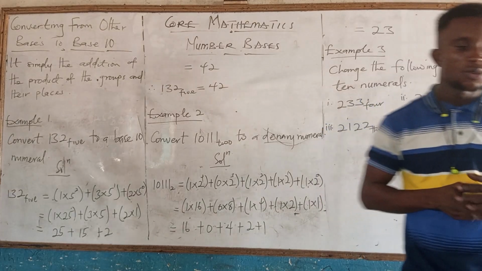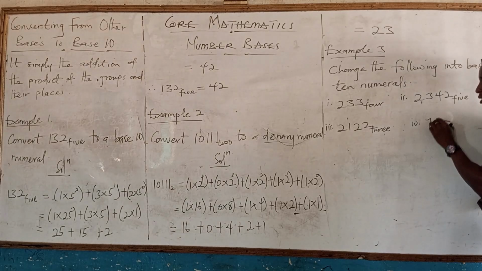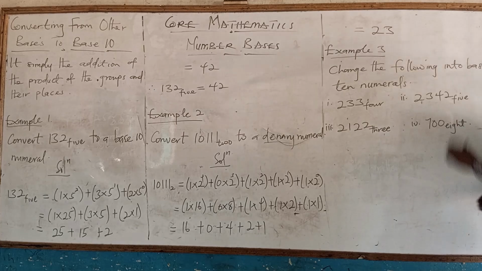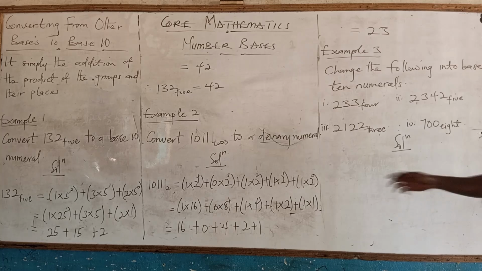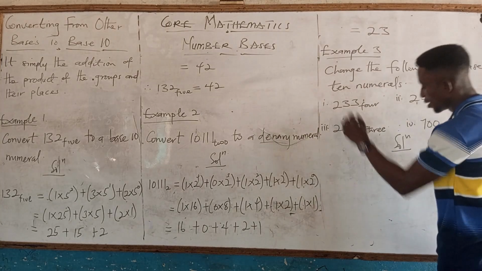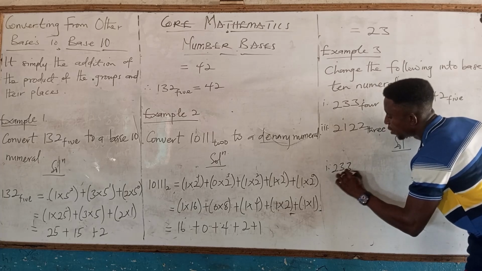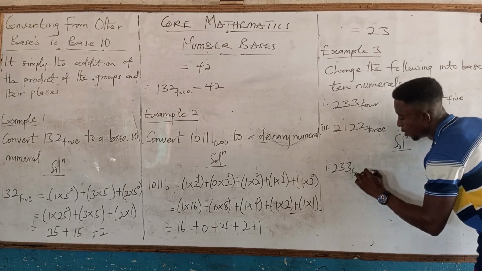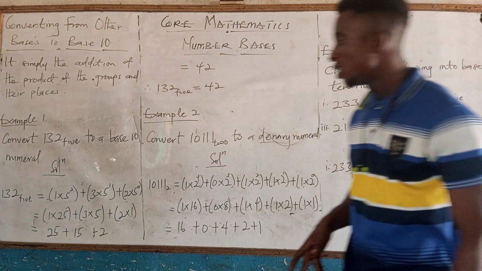Then Roman numeral 4 says, 700 base 8. Now you put your solution, then you begin solving. So I want you to try the first one for me. That is the I, 233 base 4.